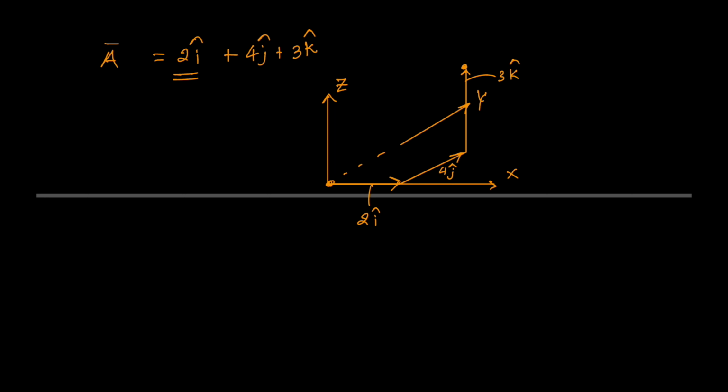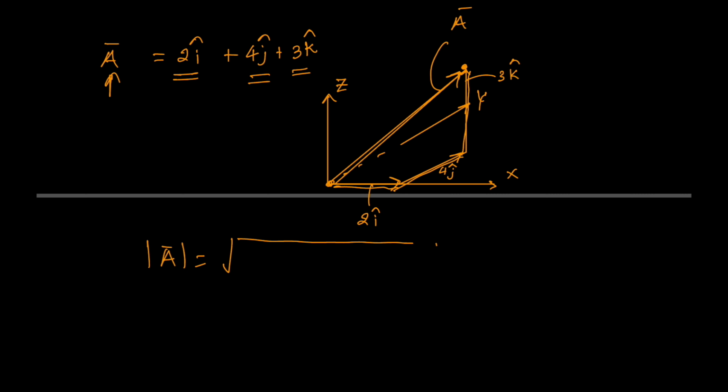And if these 2 points are directly connected using a vector, then this vector is the addition of these 3 vectors, and which is A. So here A vector is like this, and these are the components. So how to write mod A? Mod A is under root the coefficient of i square plus the coefficient of j square plus the coefficient of k square. So this is how mod A is written.